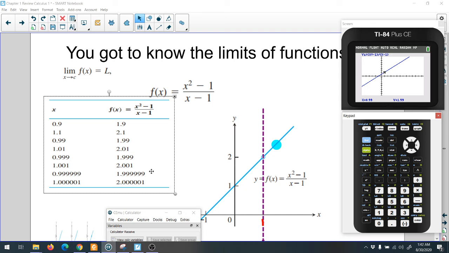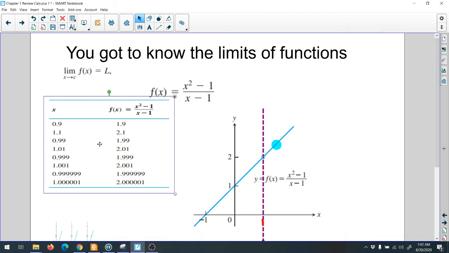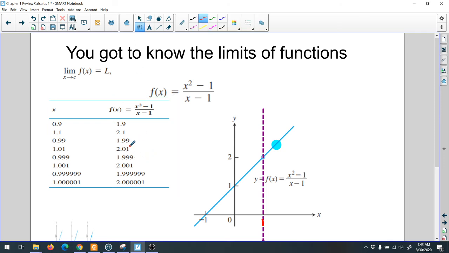You could insert different values here. So around 1, insert 0.999, it will tell us 1.999. Insert 1.01, close to 1, it's 2.01. 0.99, it will be 1.99. All will be closer to the actual value of the limit, 2. About 2. Can we say f of 1 equals 2? No, it has no value. It has a gap here.